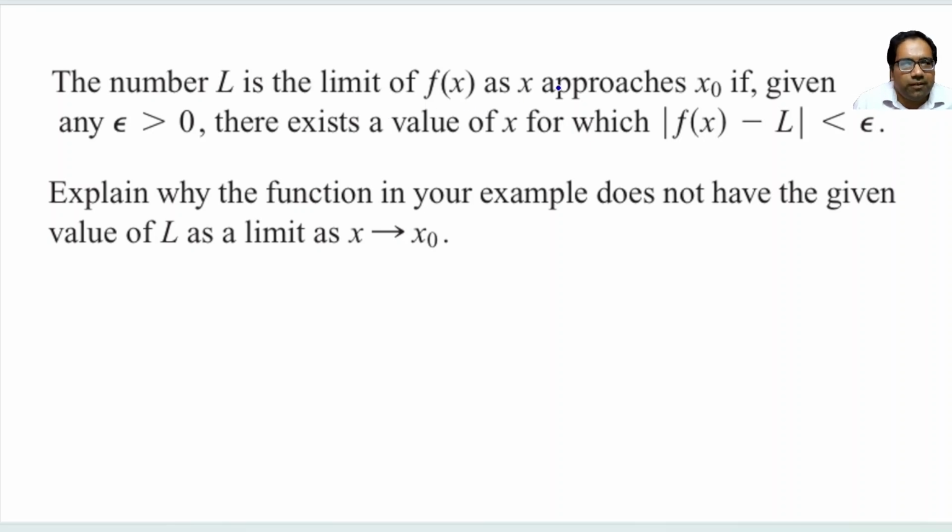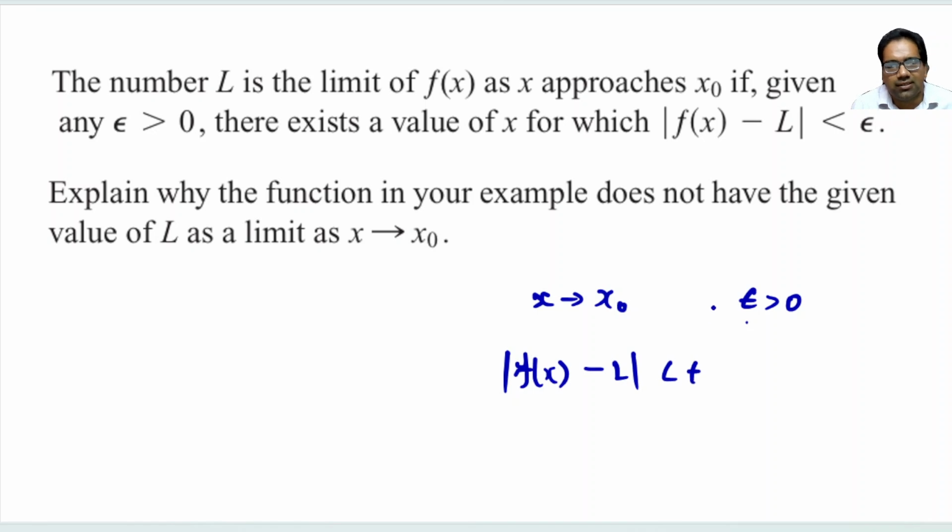Limit L is the limit of f of x as x approaches x naught, if given any epsilon greater than 0. So for all epsilons, there exists an x such that |f of x minus L| is less than epsilon. So what it is saying, here also the definition is almost close, but something is missing. We need to be very careful. Here, for all epsilons, however small, there exists some x for which |f of x minus L| is less than epsilon. But what is the thing that is missing here?